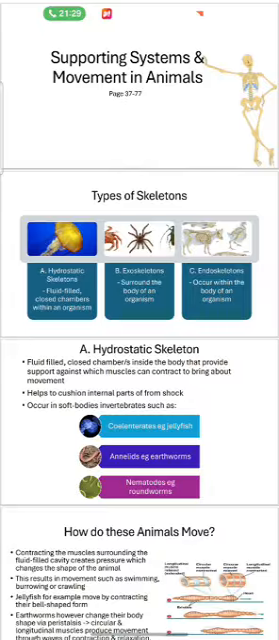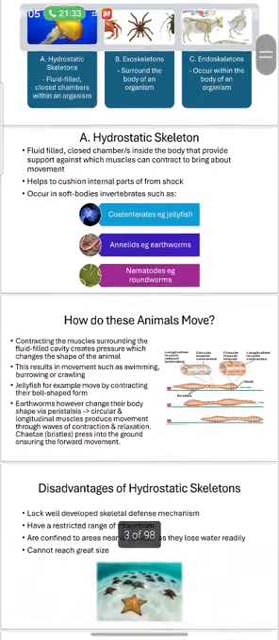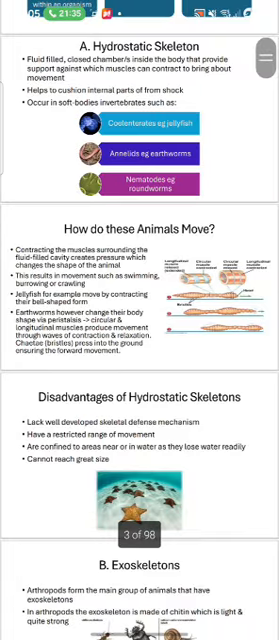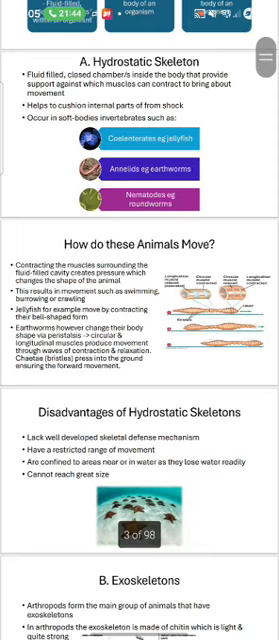Hydrostatic skeleton. So, hydrostatic skeletons are fluid-filled, closed chambers inside the body that provide support against which muscles can contract to bring about movement. Helps to cushion internal parts from shock. Occur in soft-bodied invertebrates such as coelenterates, for example, jellyfish, annelids, for example, earthworms, and nematodes, for example, roundworms.